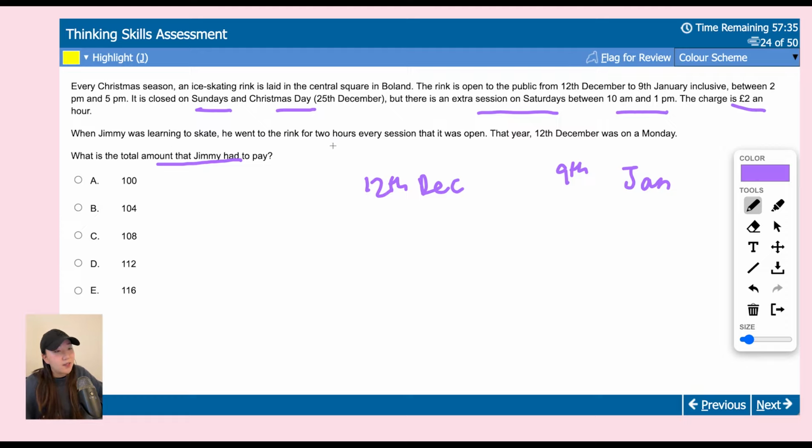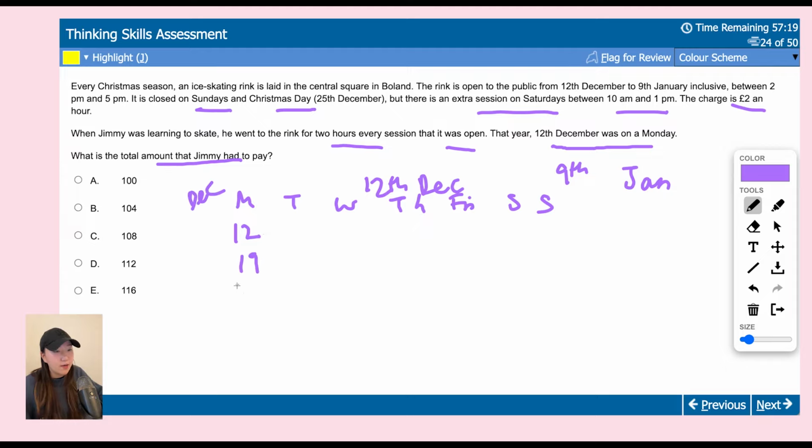And when Jimmy was learning to skate, he went for 2 hours every session that it was open. And that year, 12th December was on a Monday. So again, a very common one. So this is the method. You just kind of sketch out and start working out dates like this. This might be a good time for you to figure out, do I know how many days are in each month? Because if you don't, that's of course going to hold you back.